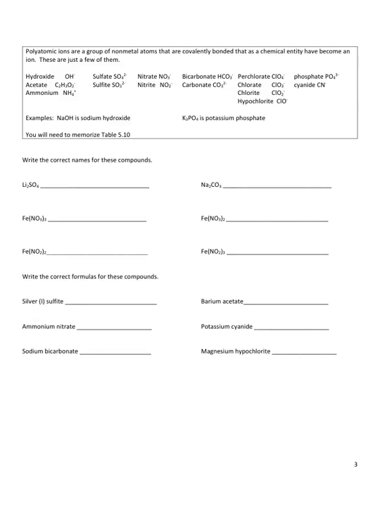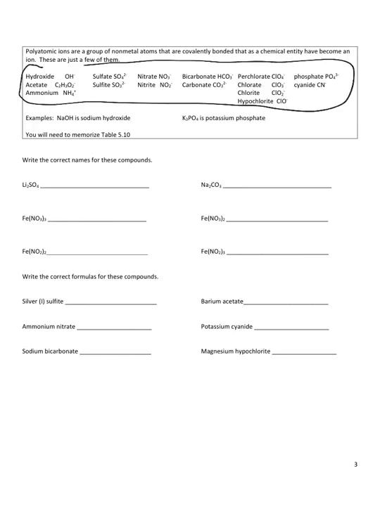Let's talk about naming polyatomic ions. Polyatomic ions are a group of nonmetal atoms that are covalently bonded as a chemical entity and have become an ion by either having added some electrons to become an anion, or having lost an electron to become a cation. This is just a small subset of the polyatomic ions that have been listed here.